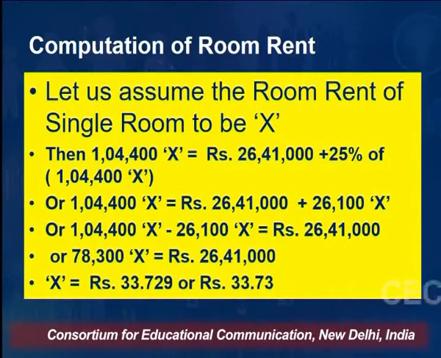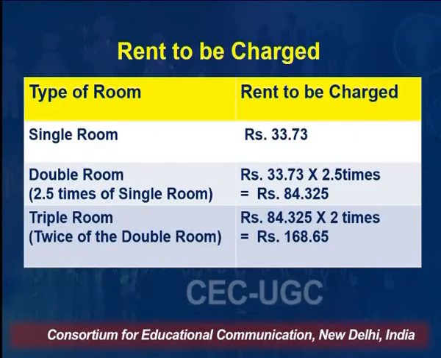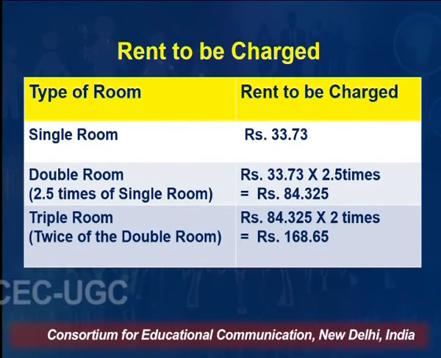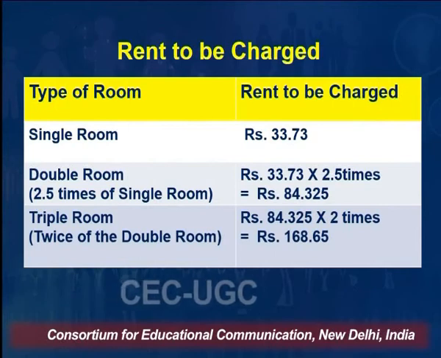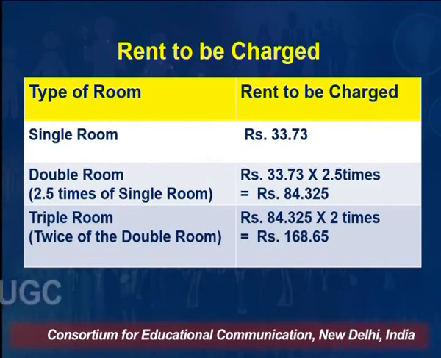And once it is computed, the remaining is a minute job. Let us see how to calculate. Very simple. The price of single room is 33.73. For double room, it was written in the question that the policy of management is that it has to be 2.5 times of single room. Very simple, 33.73 into 2.5 times, and the value comes to be rupees 84.325.